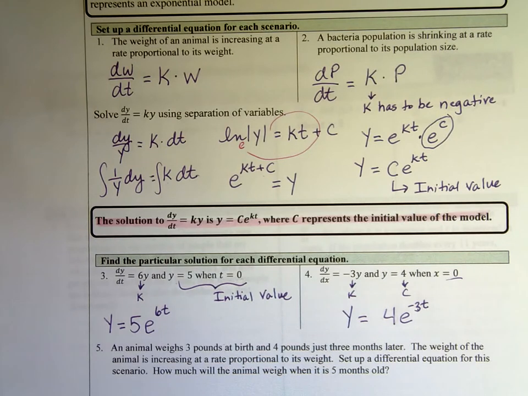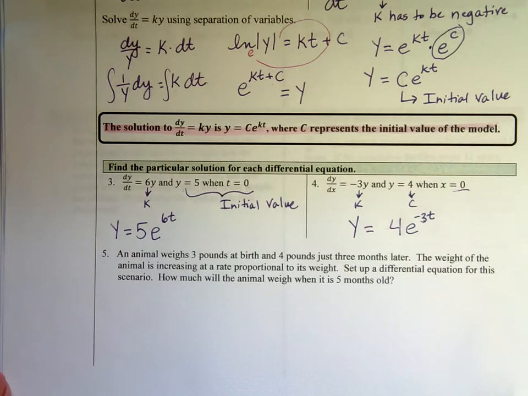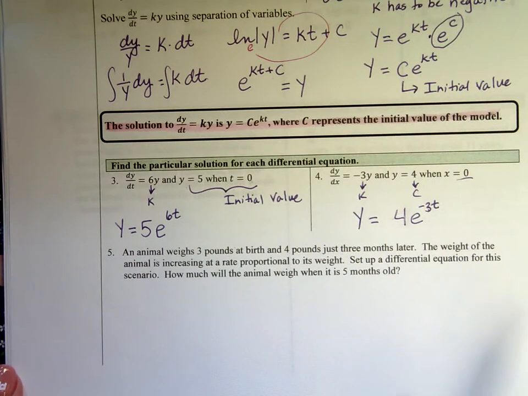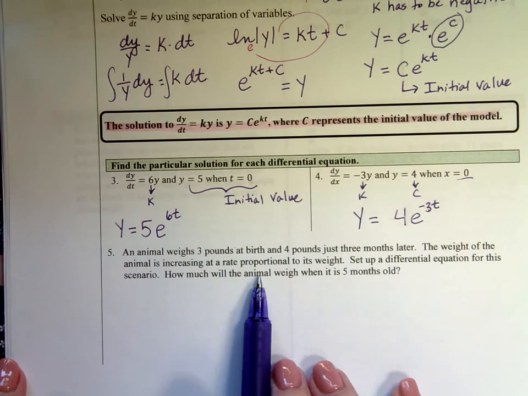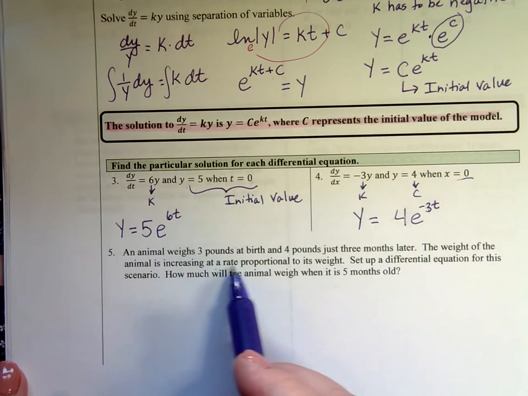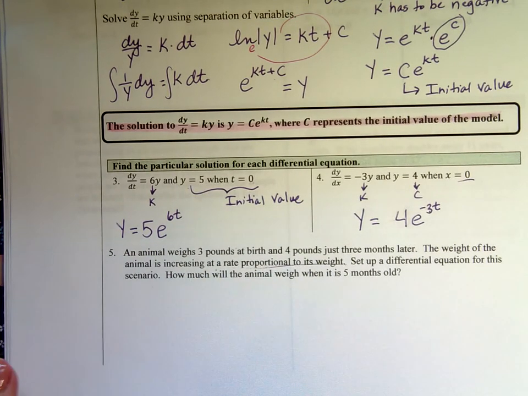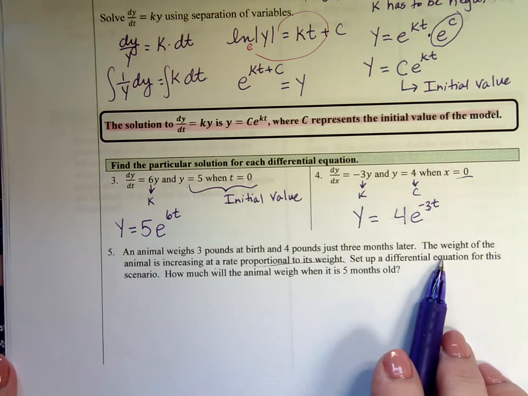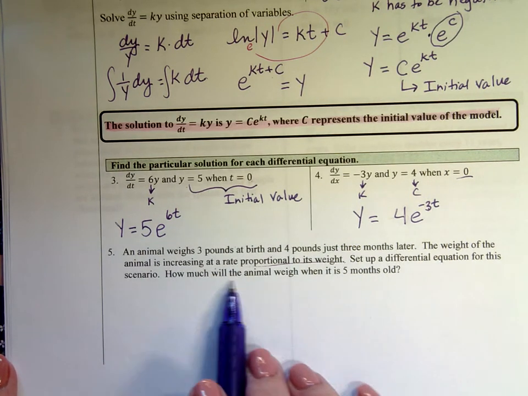Now we can use these to answer a bunch of word problems. So this is a popular one about animals and weights and things, but let's see. By the way, you need a calculator to be able to do this, so let me grab mine while I'm talking about that. An animal weighs 3 pounds at birth and 4 pounds just 3 months later. The weight of the animal is increasing at a rate proportional to its weight. As soon as they use these words with this proportional stuff, you know you're into these differential equation things. Set up a differential equation for the scenario. How much will the animal weigh when it's 5 months old?